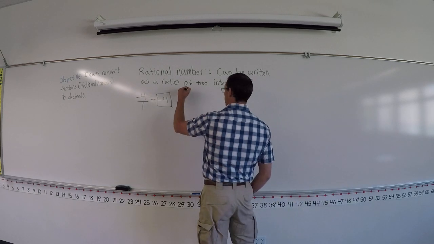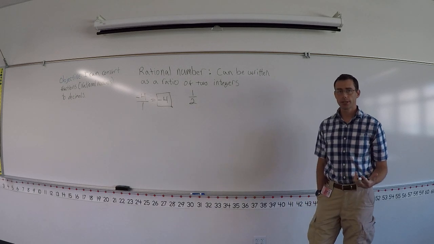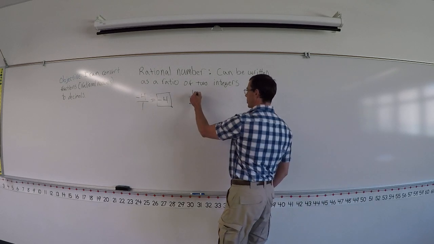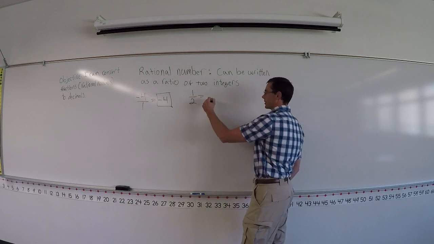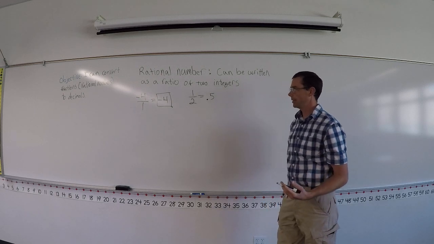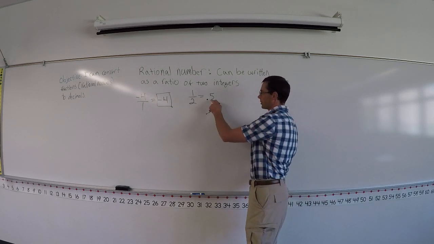Okay, how about 1/2, 1/2? What is our decimal representation of that? Most of us know 1/2 is the same thing as 0.5. Okay, but what if we didn't know that? What if we couldn't remember that? Is there a way for us to do this?